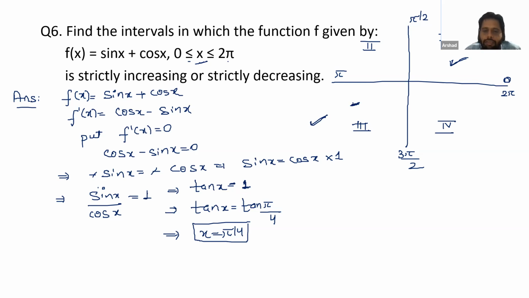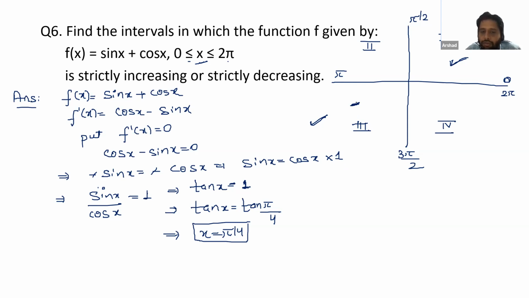Can anyone tell me the angle for which tan is 1 in the third quadrant? The angle in the third quadrant for which tan is 1. Can anyone tell me this? Sir, is it 5 pi by 4? 5 pi by 4, very good, Atif. Very good. We have already done such types of questions in inverse.